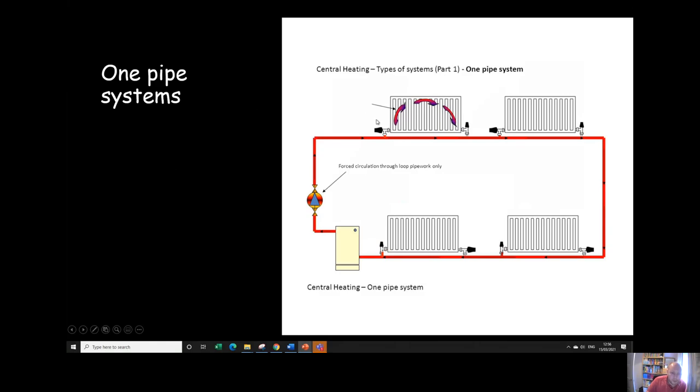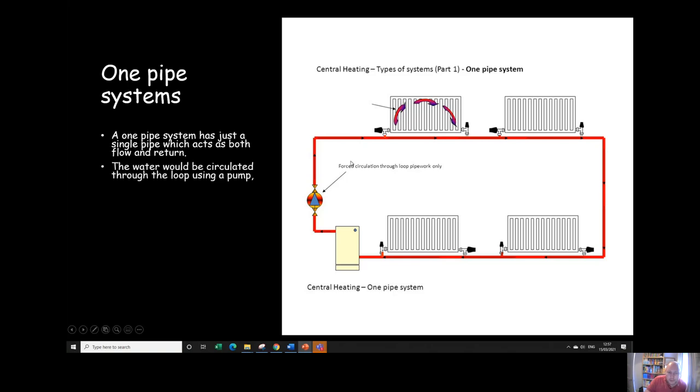One pipe system. Essentially, it has one pipe which acts as both the flow and the return. So you can see here, one pipe comes out from the boiler, is pumped around the main circuit and returns to the boiler. The key way to identify this is if you can see that a pipe comes out of the main pipe, goes into the radiator, and then the pipe on the other side of the radiator returns into the same pipe, that means it's going to be a one pipe system. And there's a big drawback to that.